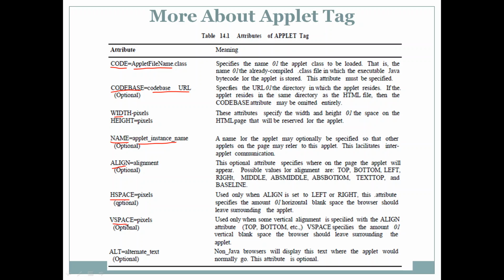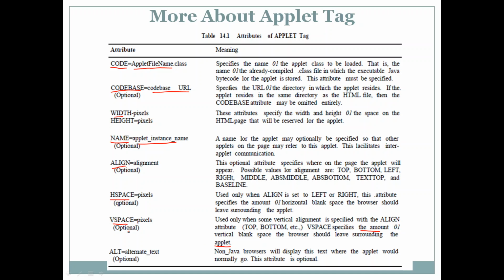In the same way, we have vertical space, used only when some vertical alignment is specified with the valign attribute, that is top or bottom. vspace specifies the amount of vertical blank space the browser should leave surrounding the applet.